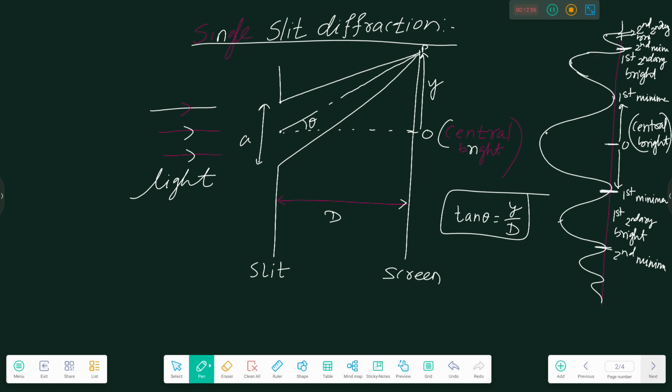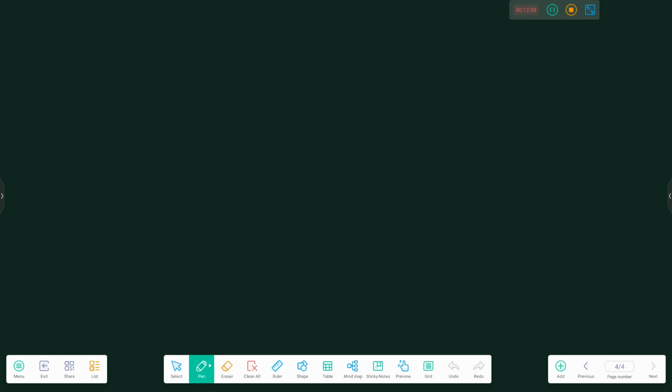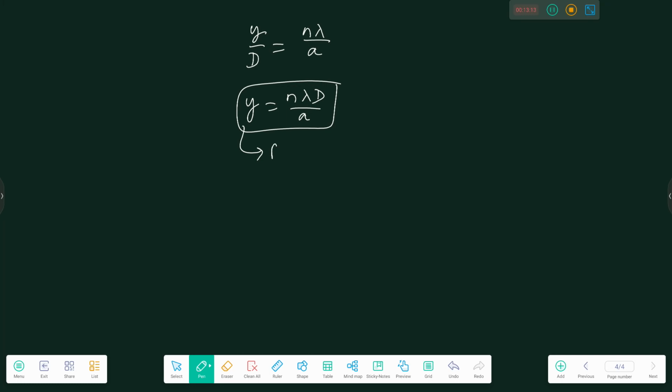Now the same thing can I put here? If tan theta is y by D, and if theta is small, then theta I can write y by D equal to n lambda by a. Now this y I can write as n lambda D by a. Now what is this? This is the linear position. Y means linear position. Theta means angular position. So now I can tell this one linear position of nth minima.